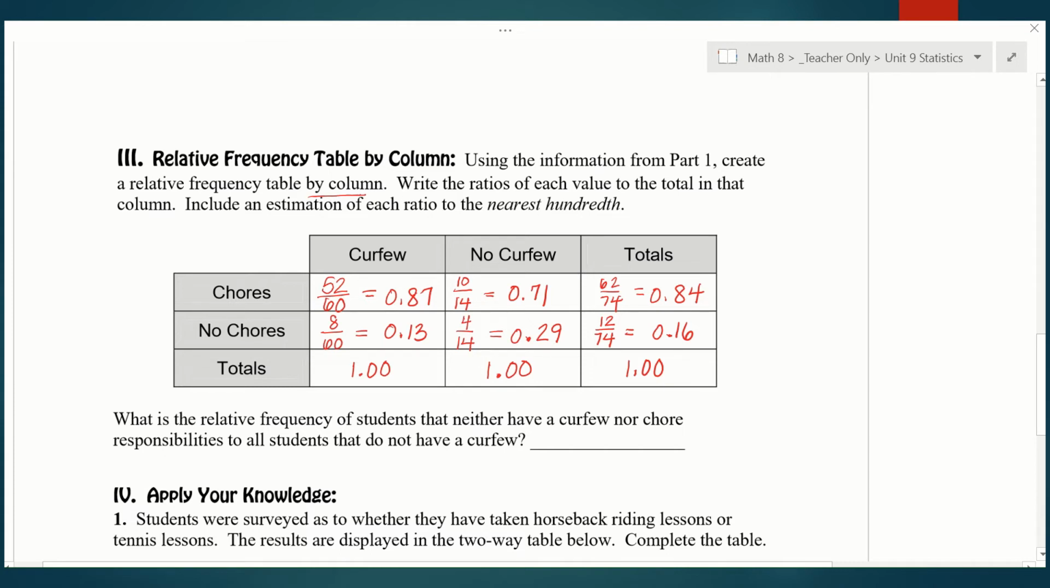Okay, so the question here says, what is the relative frequency of students that neither have a curfew nor chore responsibilities to all students that do not have a curfew? Students that have neither curfew nor chore, we know that is 4. And I want to know, how does that compare to all of the students that do not have a curfew? That would be out of 14, my column total for no curfew, which gives me 0.29.